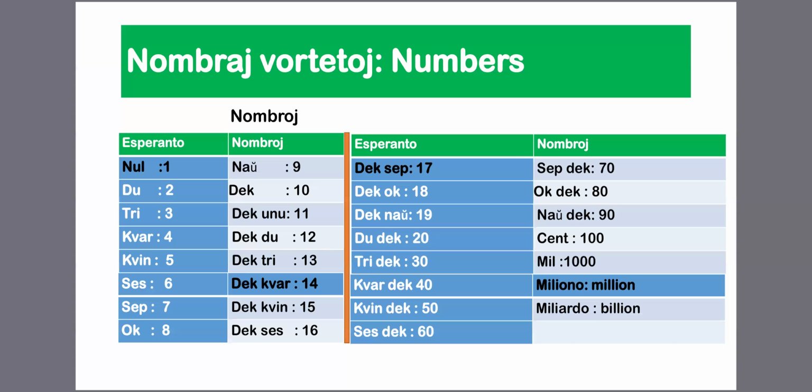So if we want to say 30, tri dek, 40, kvar dek, 50, kvin dek, 60, ses dek, sep dek, ok dek, now dek, cent. Cent is 100. Mil, 1,000. Miliono, a million. Miliardo, a billion.